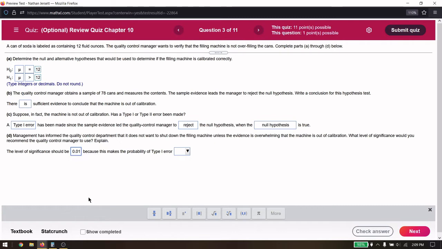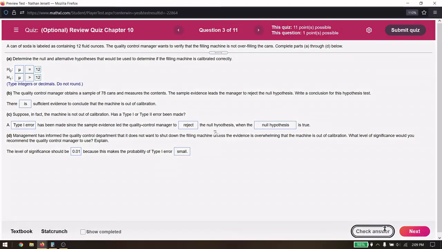In other words, you'd have to have a lot of evidence to show that, which is what they're saying, because this makes the probability of type 1 error small. Alpha, which is what we're talking about here, the level of significance, is the same thing as reducing type 1 error. And that's typically what we want to reduce in a lot of cases. All right.